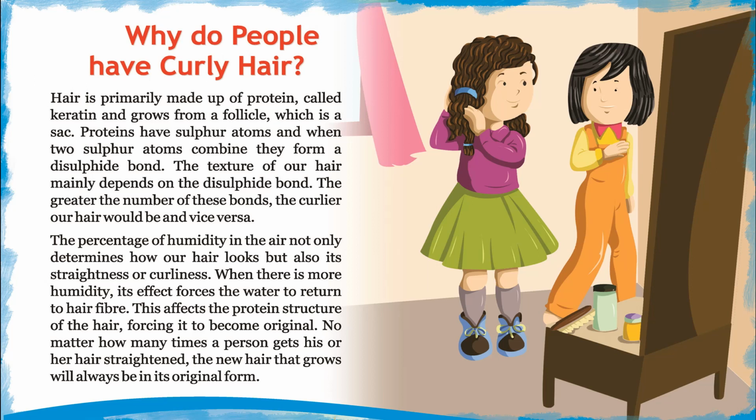The percentage of humidity in the air not only determines how our hair looks, but also its straightness or curliness. When there is more humidity, its effect forces the water to return to the hair fiber. This affects the protein structure of the hair, forcing it to become original. No matter how many times a person gets his or her hair straightened, the new hair that grows will always be in its original form.